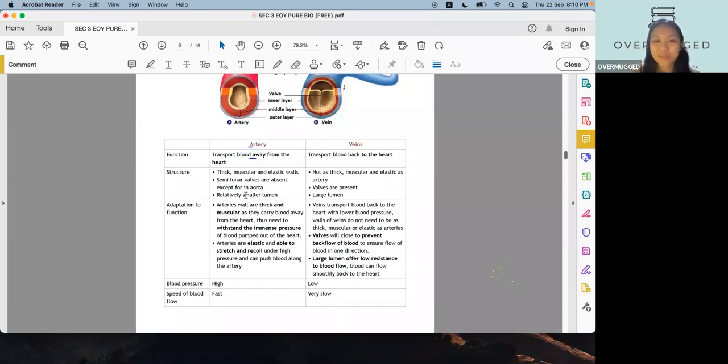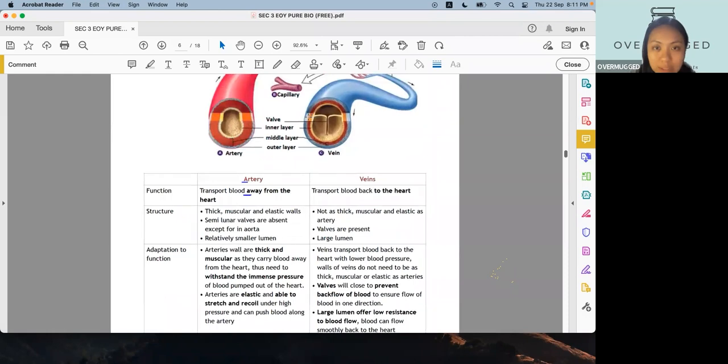So in contrary, as how differences work, it's the opposite for vein. It's not as thick, not as muscular, and not as elastic. It is still kind of thick, muscular, and elastic. It's not that it's completely not thick. As you can see from this, there is still some smooth muscle, elastic muscle. There is still certain thickness, right? It's just as compared to artery, it's not so much. And then there's valve present as well. You can see that these are the valves and there's a larger lumen. So these are the three differences between artery and veins.